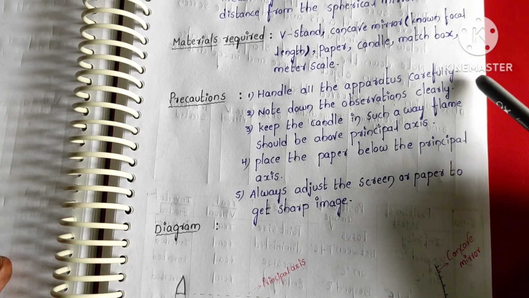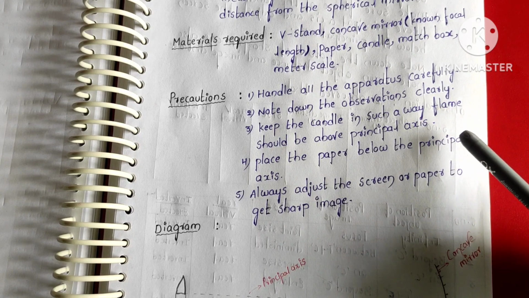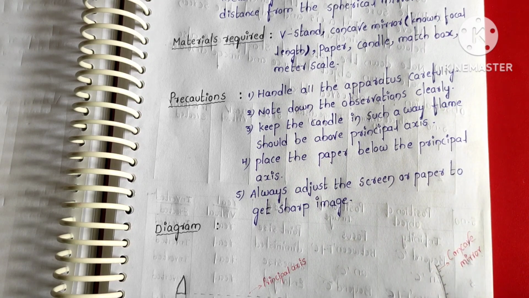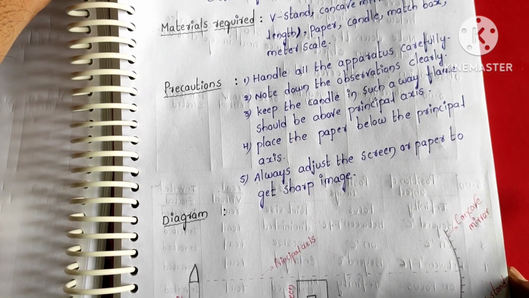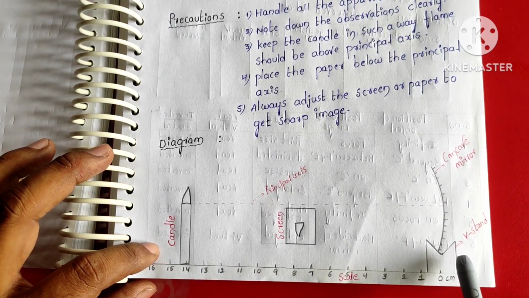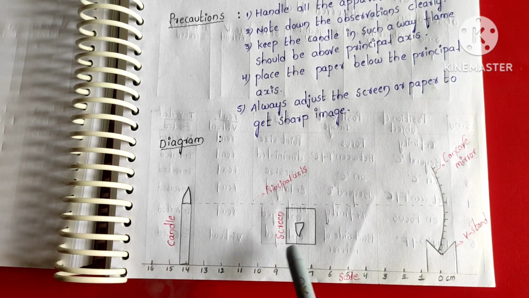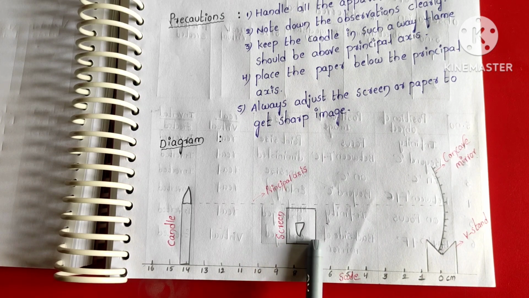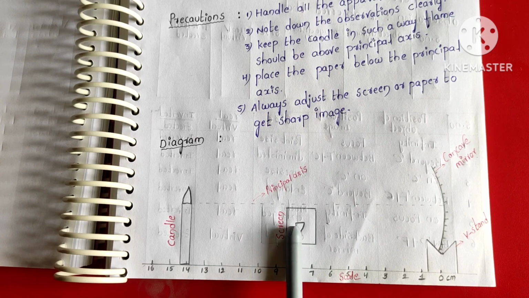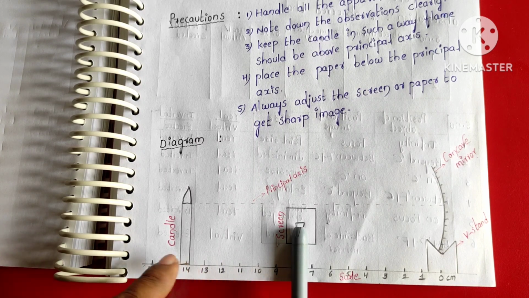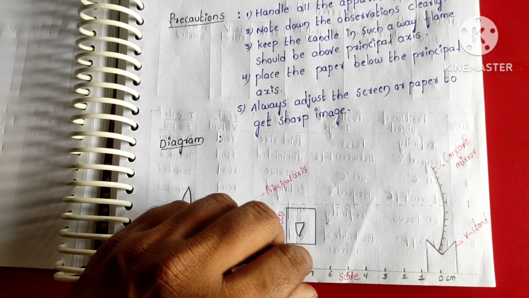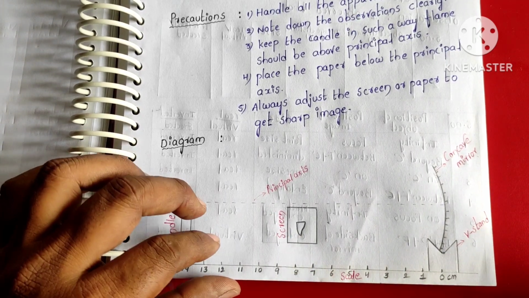Handle all the apparatus carefully, note down the observation clearly, keep the candle in such a way that the flame is above the principal axis, place the paper below the principal axis, and always adjust the screen or paper to get a sharp image. In this activity, every time we place the candle in front of the concave mirror at a certain distance, and after lighting it, we place the screen below the principal axis. We will be moving it to and fro, back and forth, till we get a sharp image. Once you get a sharp image, there you have to stop. You should note down the object distance, the image distance, and the nature of this image. So after writing precautions, you have to draw this diagram.